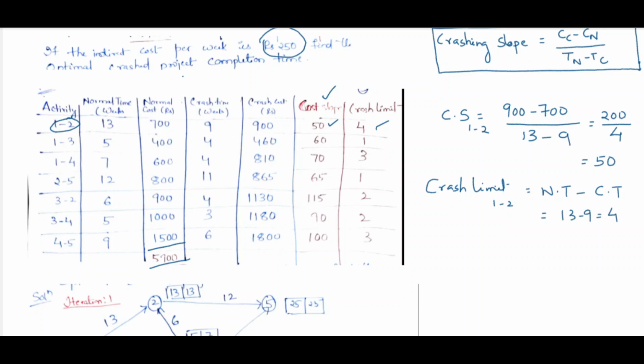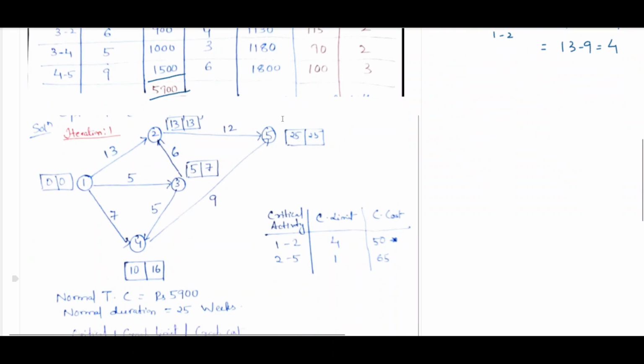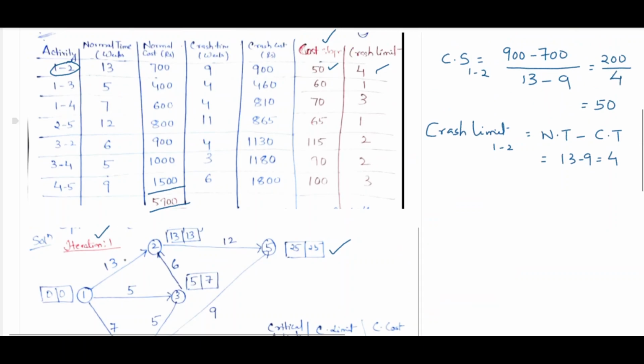Now the very first step that we will start is, first we will draw the network as usual, and we will write it down as iteration 1. Like a conventional network, we have drawn the network and computed the critical duration. The timing that we have put is the normal timing. Till now we have not used the crash timing.